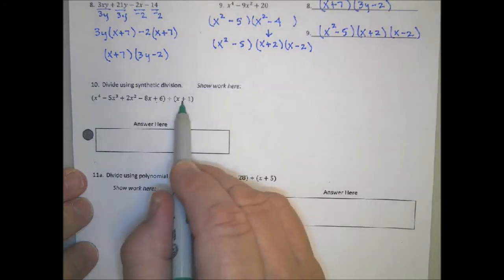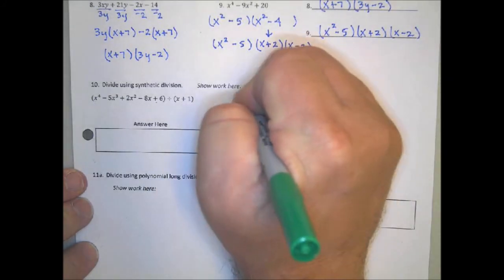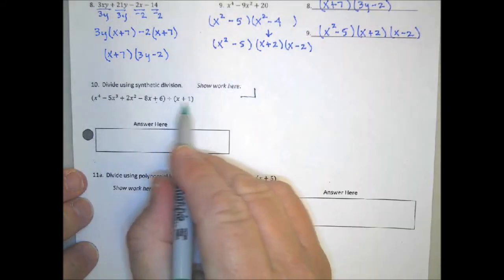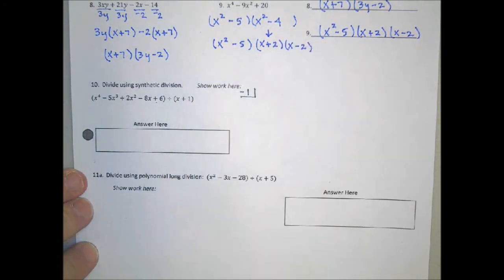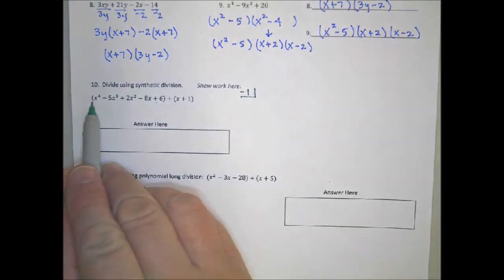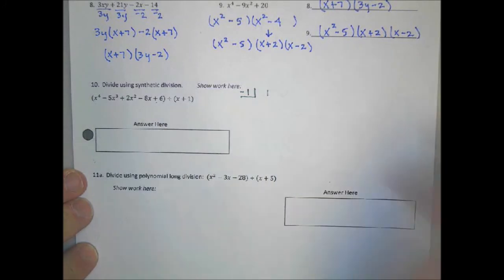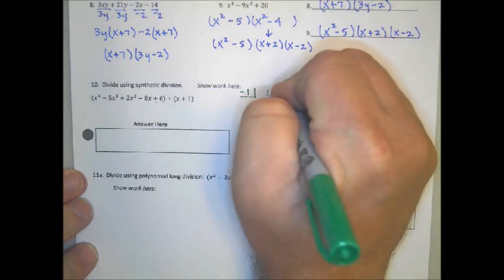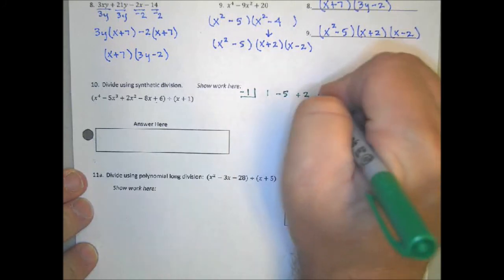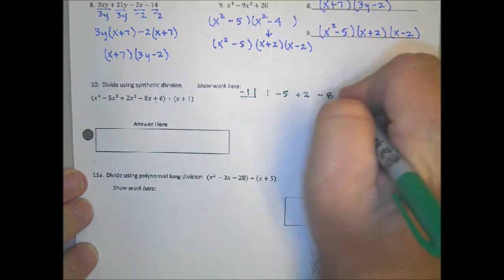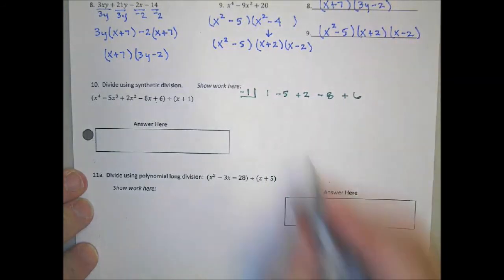If x plus 1 is known to be one of the factors, let's just use the 0 that would be created, which is -1. And let's use all the leading coefficients of the polynomial. It'd be 1x to the 4th, and it'd be -5x cubed. It'd be +2x squared. It'd be -8x, and it would be +6. So let's just start the process of synthetic division.